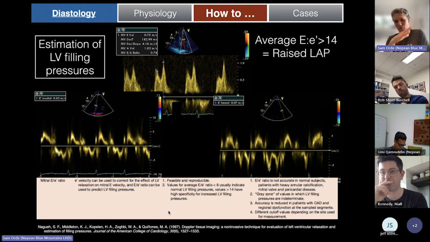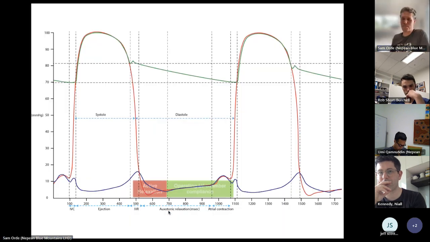So an E to E prime of greater than 14 or 15 or 18, whichever one you want to use, that's starting to suggest raised left atrial pressure. And what you've got to do with that is then put it all into context, as we discussed a minute ago. Okay, so let's go back to our guys.